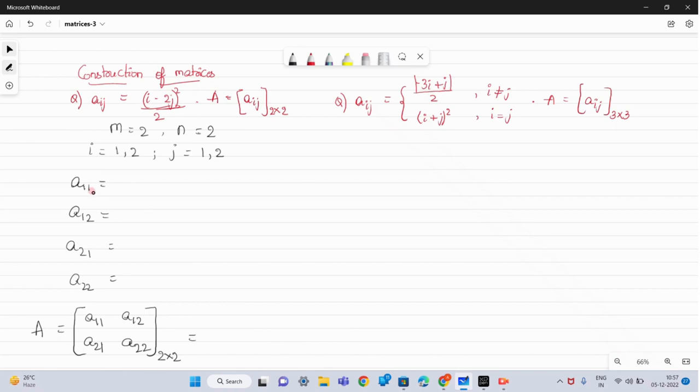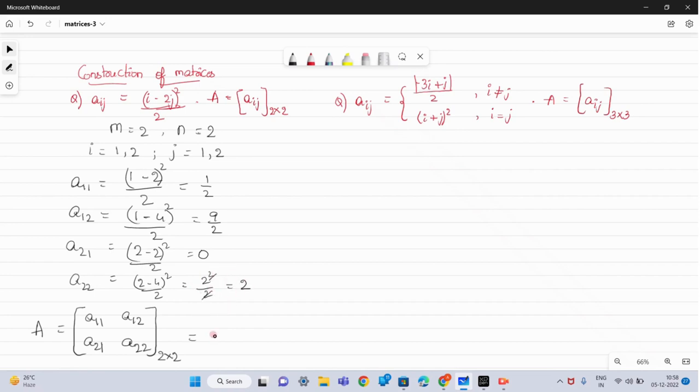So here i value is 1, j value is also 1. So substitute here. It will be (1 minus 2) whole square by 2. It will be 1 by 2. So a12. Substitute the values. 4 whole square by 2, it will be 9 by 2. Similarly, a21. (2 minus 2) whole square by 2, which is 0. a22 will be (2 minus 4) whole square by 2, which is 2 square by 2. Cancel 1, 2.